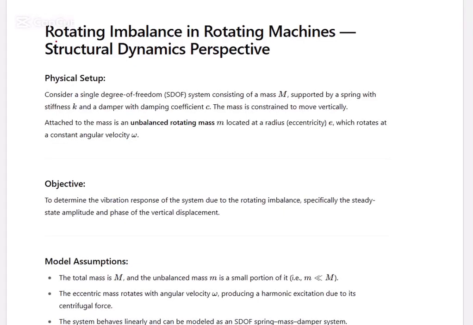Let's talk about rotating imbalance in rotating machines from a structural dynamics perspective. Consider a single degree of freedom system consisting of a mass m supported by a spring with stiffness k and a damper with damping coefficient c. The mass is constrained to move vertically.